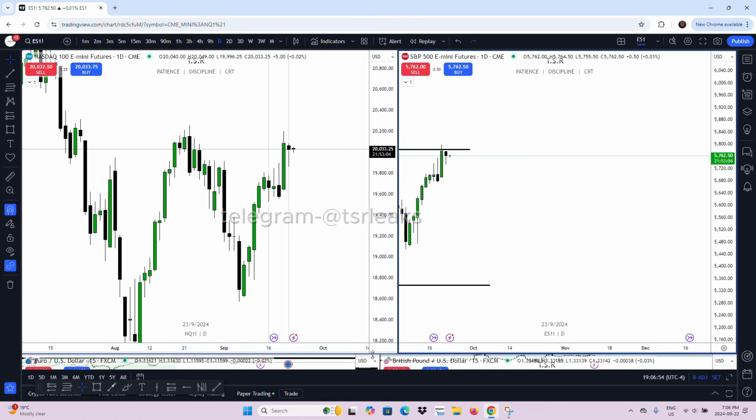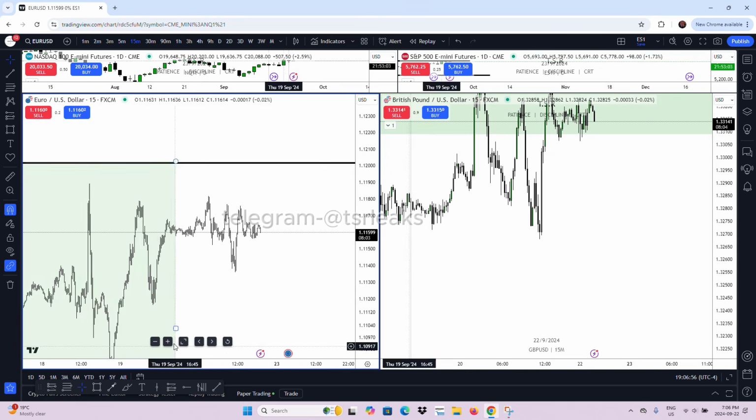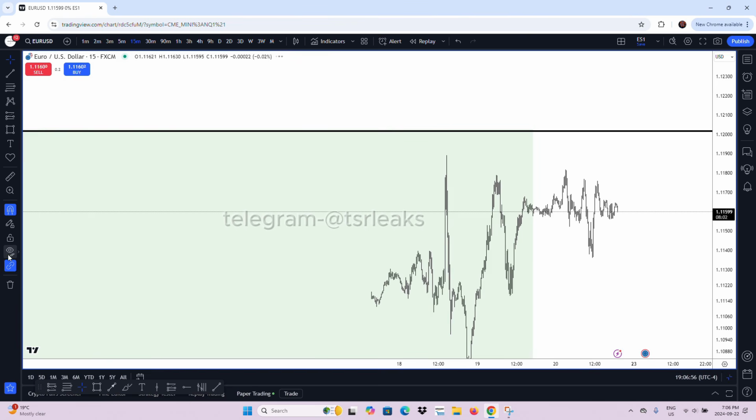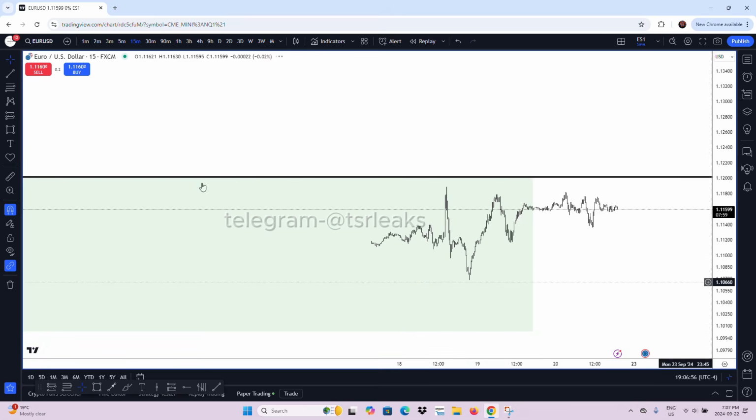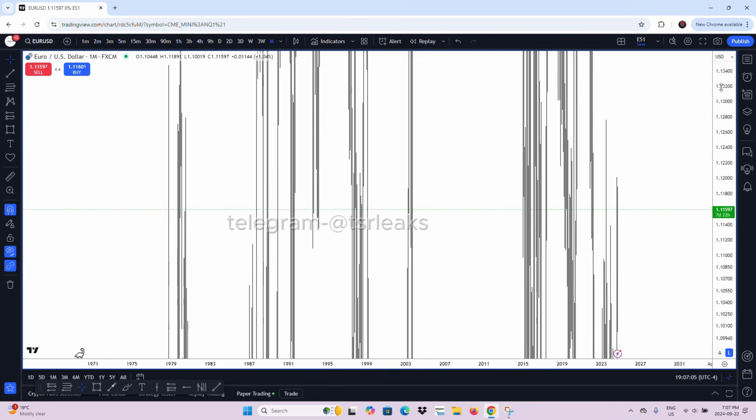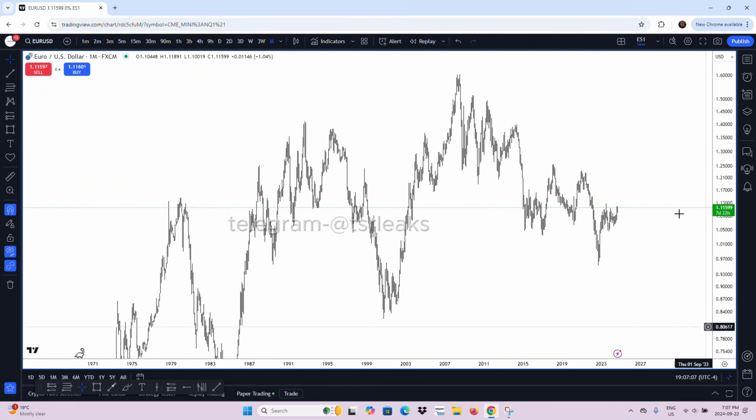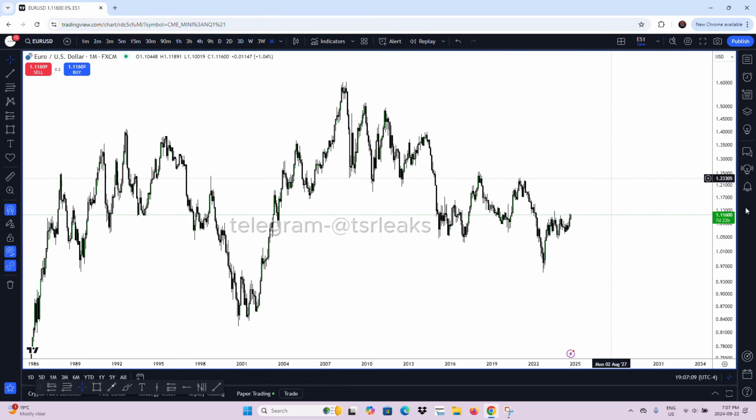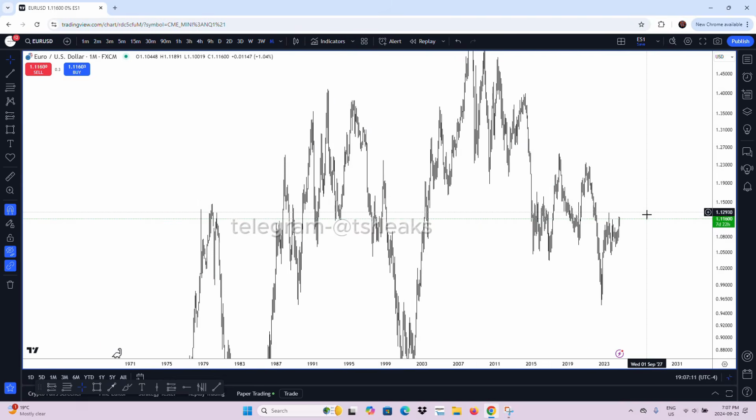Let's take a look at the euro dollar, as I know a lot of you guys trade it. We're going to use a top-down approach here, using what we learned today. Not learned, but basically expanded on. We expanded on market profiles.